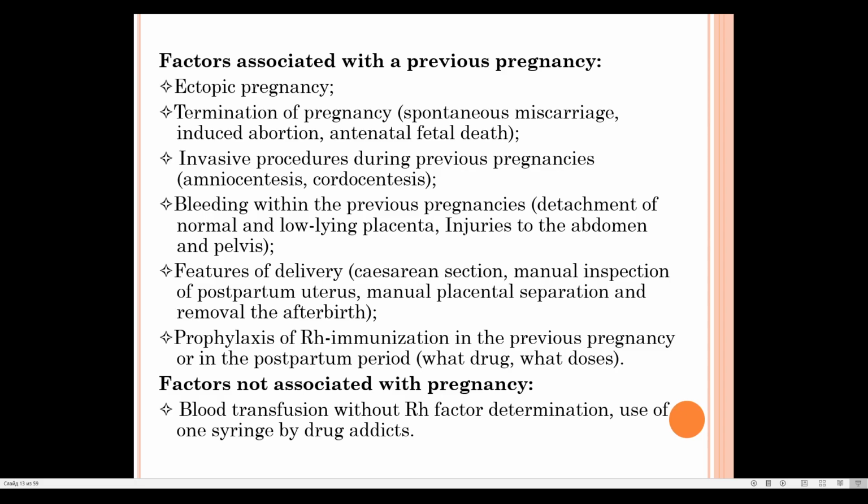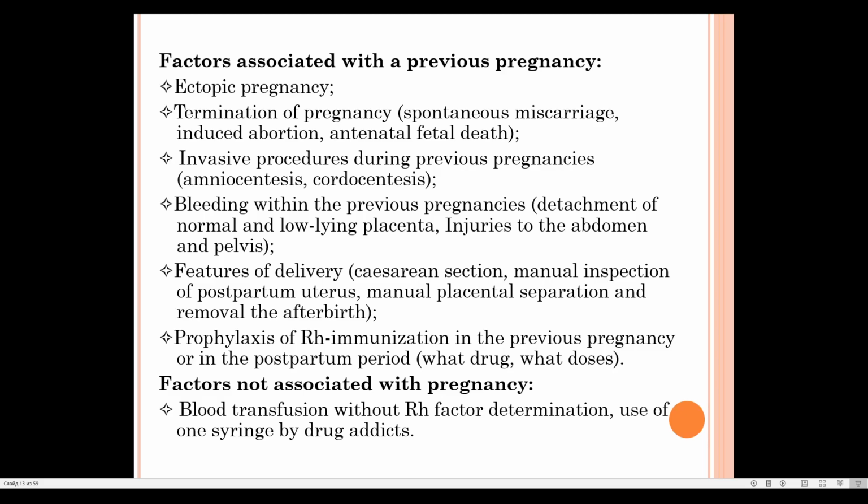Factors associated with a previous pregnancy, it means that factors can be revealed in female anamnesis. They are ectopic pregnancy, termination of pregnancy by spontaneous miscarriage, induced abortion, antenatal fetal death, and so on. Invasive procedures during previous pregnancies like amniocentesis, chordocentesis, chorionic villus sampling, and so on. Bleeding with the previous pregnancies because of detachment of normal or low-lying placenta, injuries to the abdomen and pelvis.